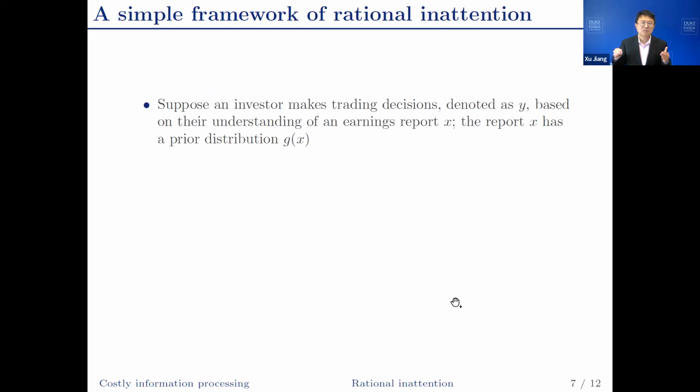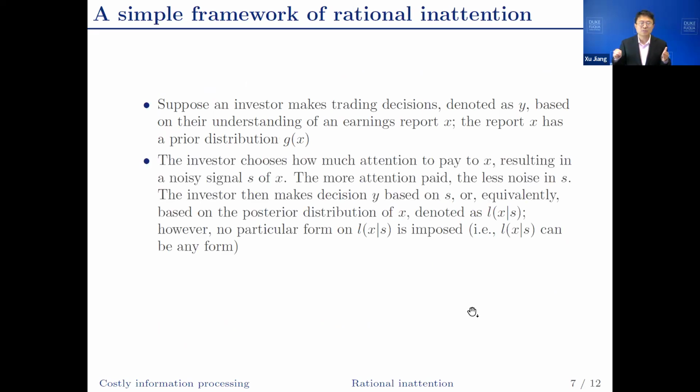So let's talk about a simple framework of rational inattention. Let's say an investor makes a trading decision, denoted as Y, based on their understanding of some earnings report X, and this earnings report has some prior distribution. The investor is going to choose how much attention to pay to X. That results in the investor not completely understanding X, but understanding a noisy version of X, denoted as S. The more attention paid, the less noise in S.